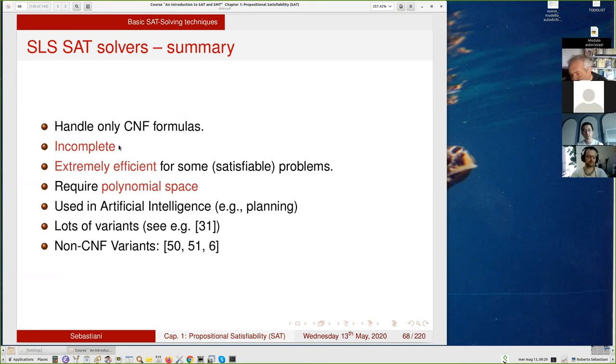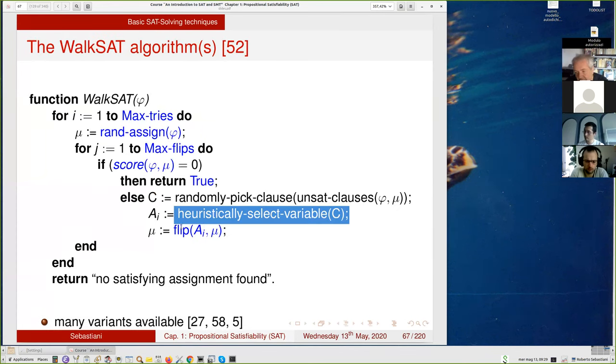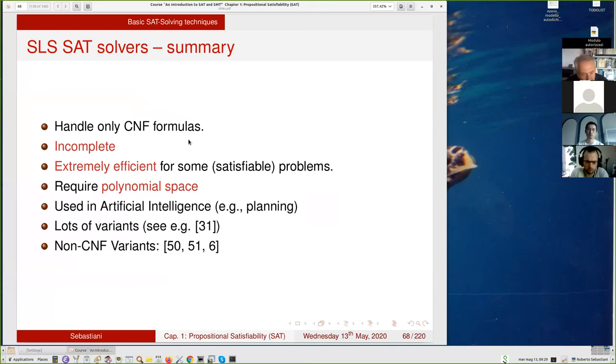They are incomplete. They are efficient for some problems; they turn out to be very efficient. So sometimes they are used in a portfolio fashion with other SAT solvers, running in parallel with other complete SAT solvers. They require polynomial space because all you need is keeping track of your current assignment. And they are mostly proposed in artificial intelligence.